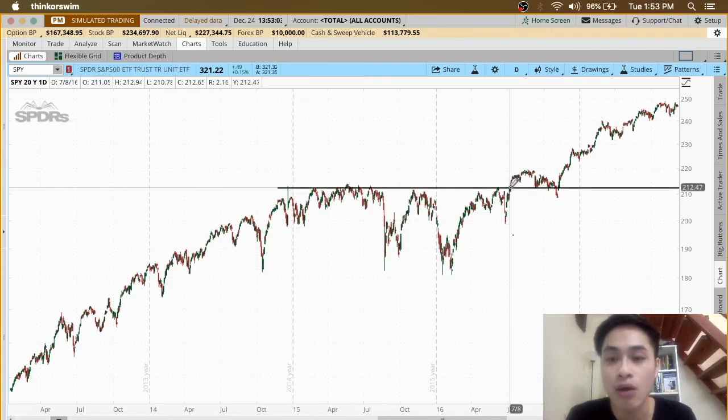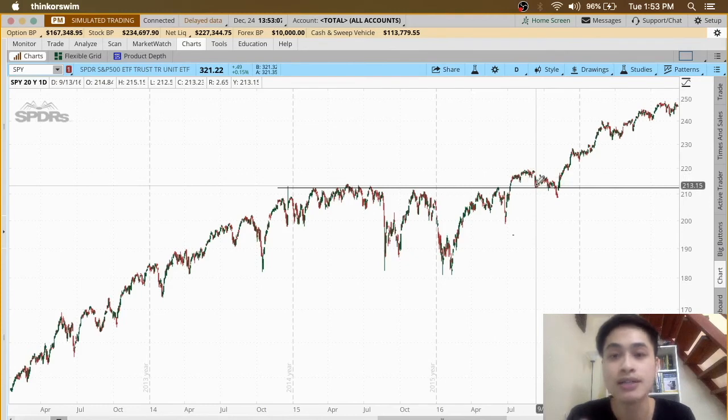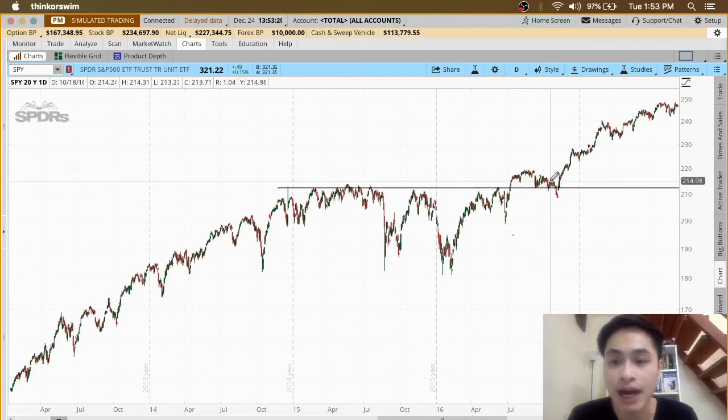Do you notice that when prices broke past the resistance level, it became a support level? So when prices reach back down to the new support level, or the old resistance line, prices bounce back up. It reached the new support, it bounced back up. It reached the new support, it bounced back up.